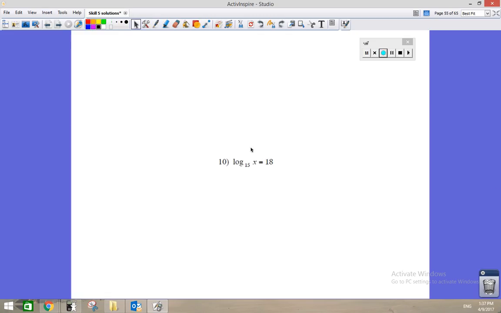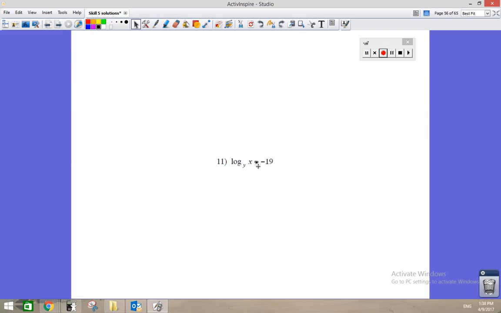Alright, do the same thing here. Base is 15. Logarithm equals an exponent. 15 raised to the 18th power, a very large number, is equal to x. That's it. The top equation is log form. The bottom equation is exponential form. And that's what they're asking for.